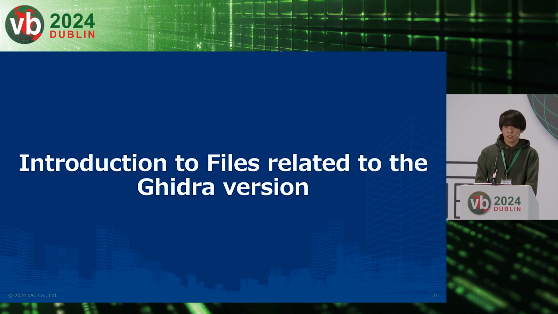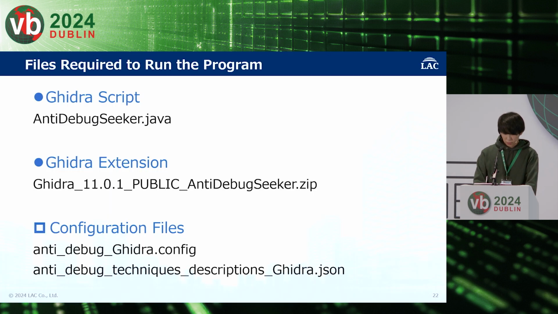Introduction to the files related to the IDAGhidra version. The rule files, the JSON files, can be the same whether you use the IDAGhidra script or the IDAGhidra extension. These 2 files are similar to those for IDA, but they are developed specifically for IDAGhidra. For the IDAGhidra script, use anti-debug seeker.java, which you can activate from the script manager. For the extension, use IDAGhidra public anti-debug seeker.zip; it is necessary to integrate a precompiled folder into IDAGhidra.